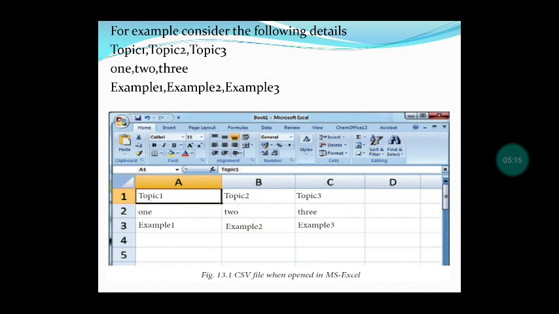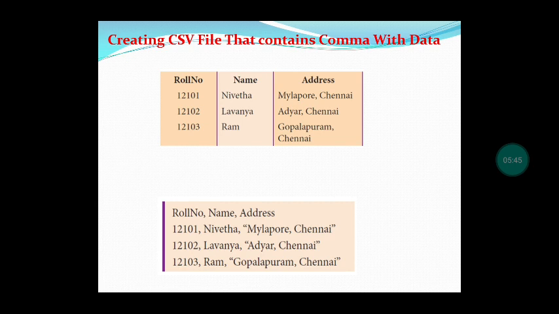It is in separate cells. Topic 1 is in A1, topic 2 is in B1, and topic 3 is in C1. Because when we stored the CSV file, we used commas, it can be seen in the Excel file as separated cells. So in this way, we can create a CSV file in Notepad and open the data in Excel. Next, let us see the example for storing the CSV file with commas.